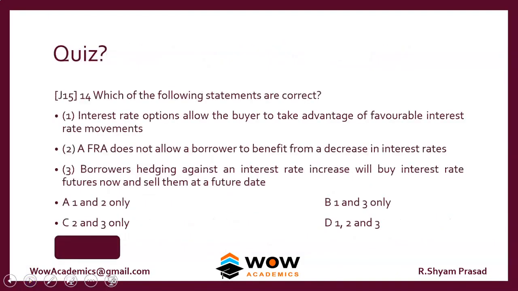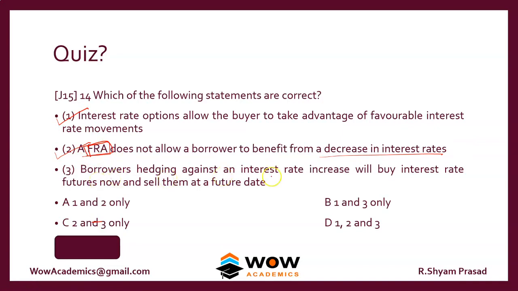So we'll have a quiz. Which of the following statements are correct? Interest rate options allow the buyer to take advantage of favorable market movements. Yes. If you want, you can exercise the option. If you don't want, you can allow it to expire. An FRA does not allow a borrower to benefit from a decrease in interest rate. That is also true. Irrespective of what the interest rate is, you have to pay the interest rate fixed by the FRA.